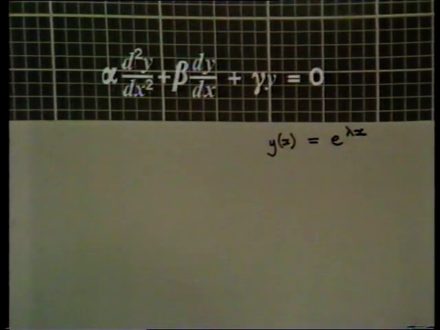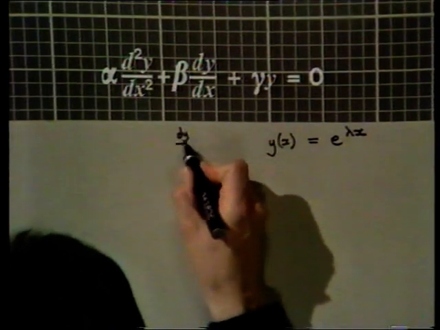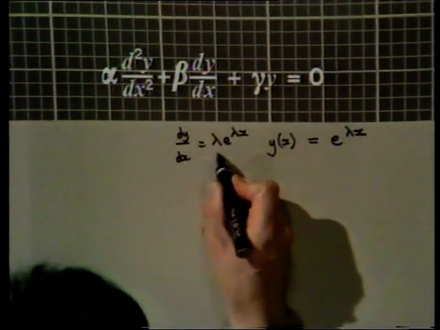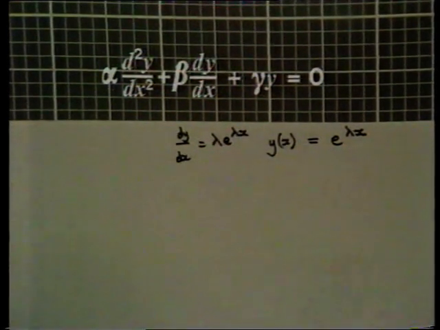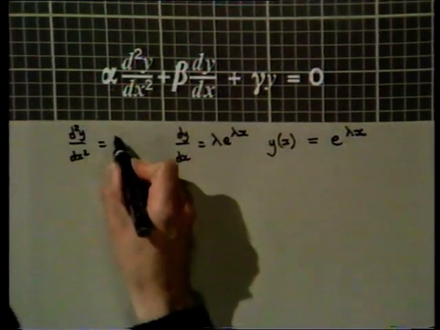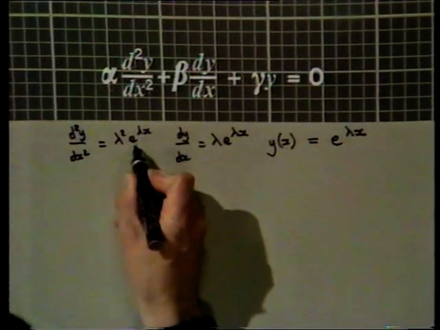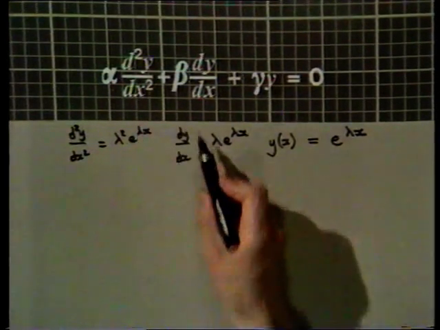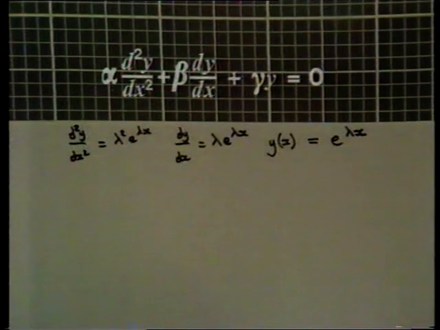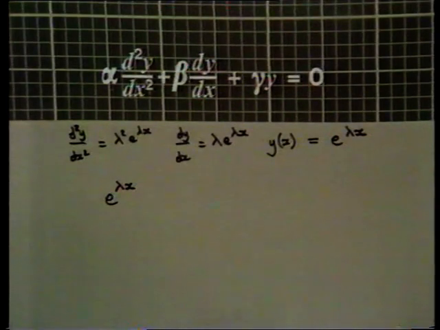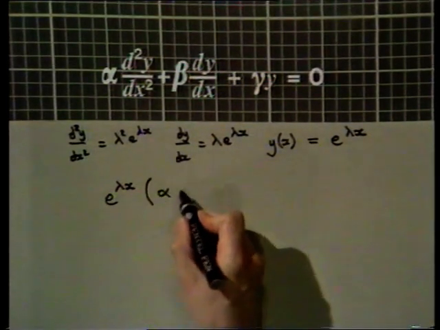Because then, when I differentiate, I'm going to get the same exponential function back, but multiplied by the constant lambda. And if I differentiate again, I'll still get the same exponential function back, but this time multiplied by lambda squared. Well, that means that when I substitute these terms back into the differential equation, I can pull out a common factor of e to the lambda x. And I'm left with this.